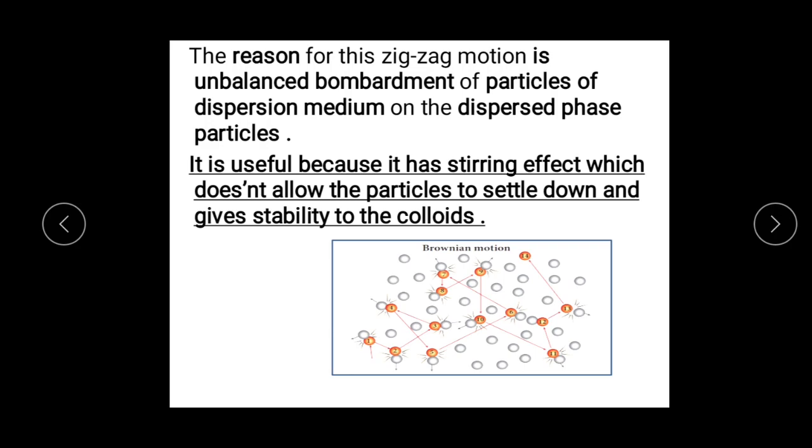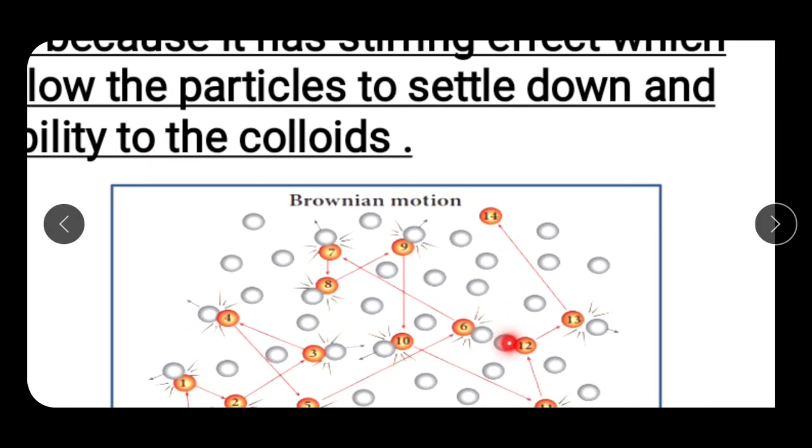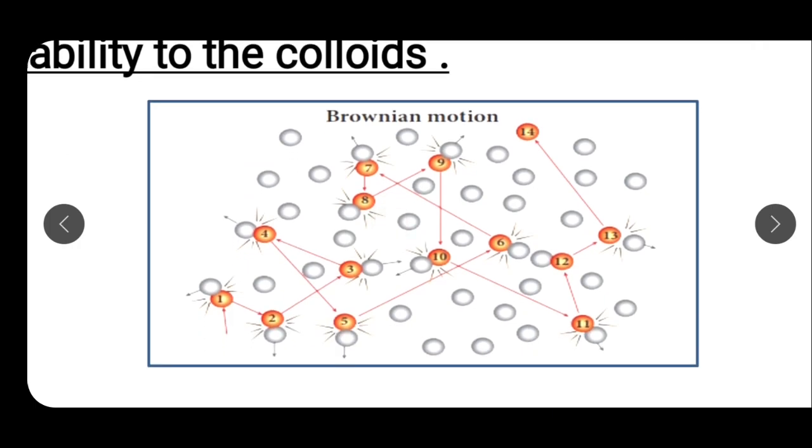Now, what is the advantage of Brownian movement? You may be asked this. Brownian movement is useful because it opposes the force of gravity and thus has a stirring effect, which does not allow the particles to settle down and gives stability to the colloids. It means it keeps the colloids stable due to the stirring effect. Here you can see the zigzag movement of the colloidal particles.